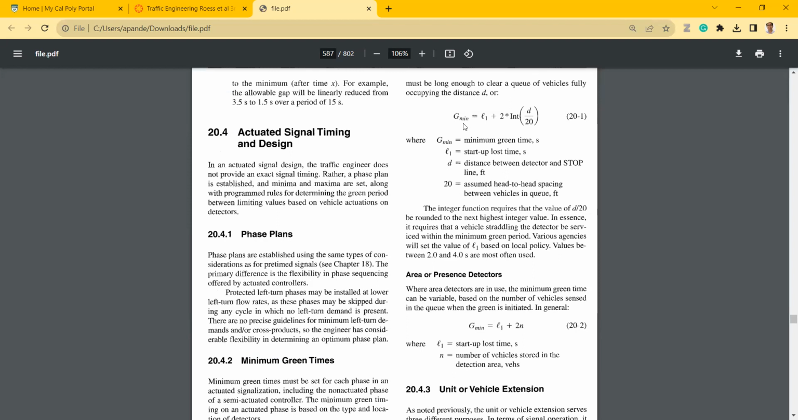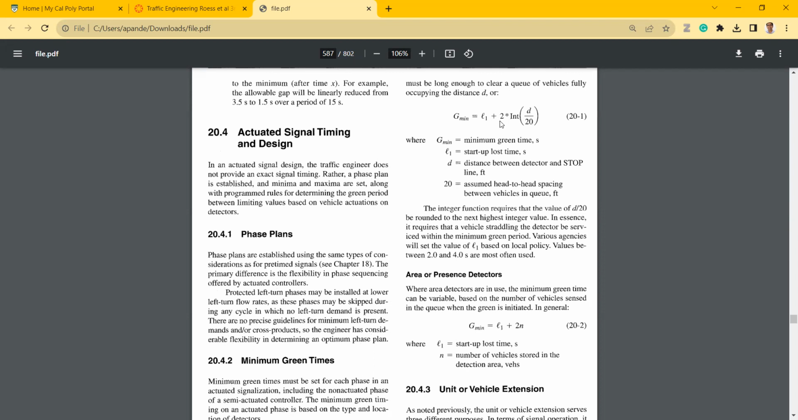G minimum is minimum green time. That's what you're looking for. L1 is the startup loss time. Remember, that's the time once the light turns green, that time will be lost. So you need to basically provide for that. You have to have a provision for that. So that's why you're adding L1. And then you're basically assuming it takes 2 seconds, that's your saturation headway you can think of, to discharge each vehicle. And then this INT is the integer function of D over 20.